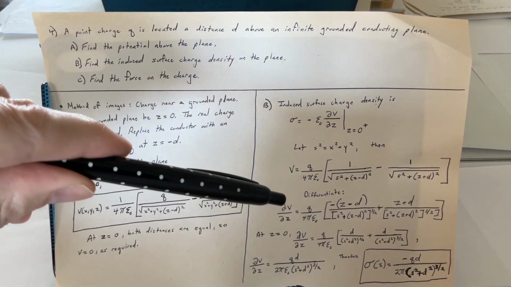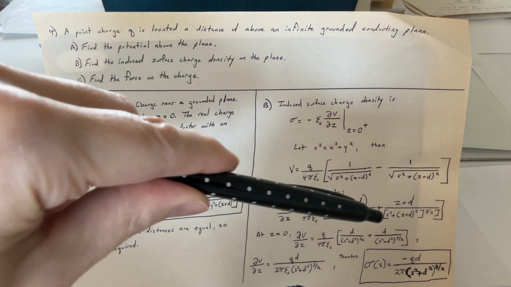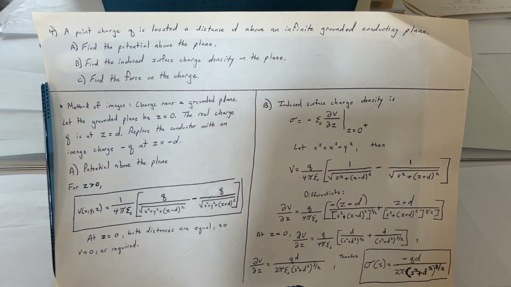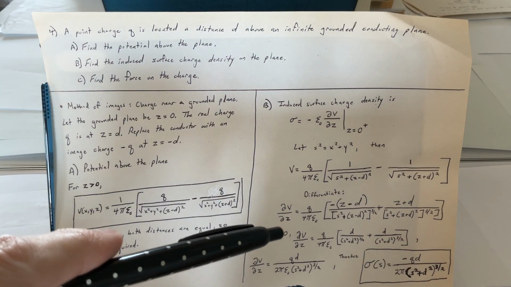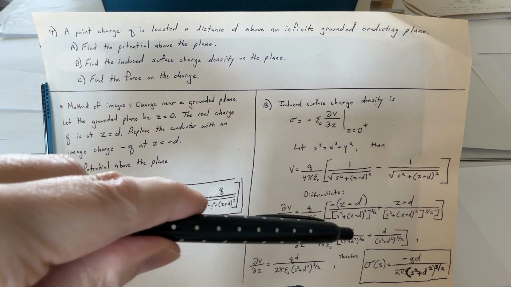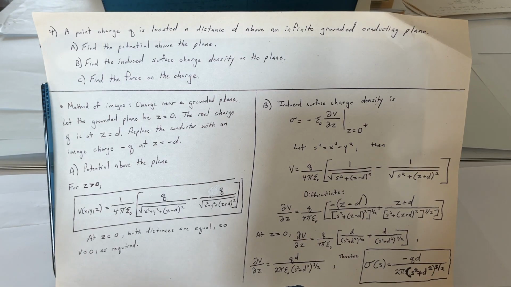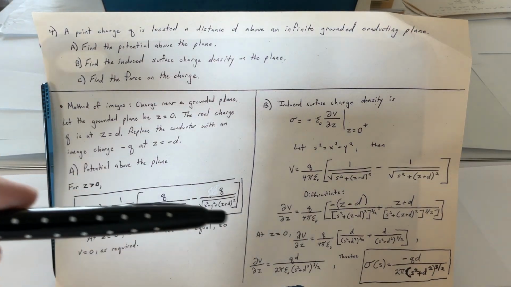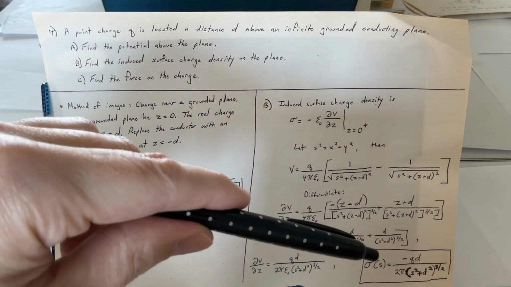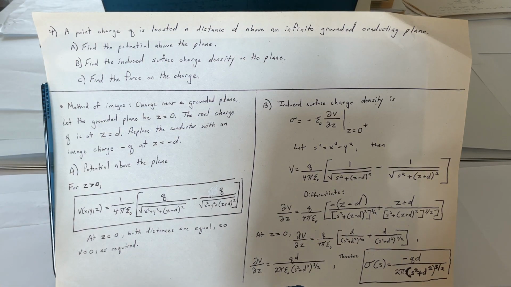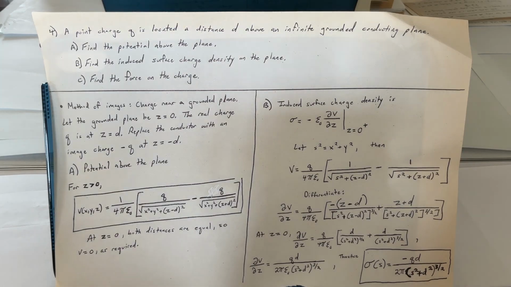I'm not going to say this all out loud because it's right here. Here's the partial derivative dV/dz, it equals this. After you do that, plug in z equals 0. When we evaluate it, it's going to equal this. So we wind up with the induced surface charge density equal to, in the end, negative qd over 2 pi times the quantity s squared plus d squared raised to the 3 over 2. And that is for part B.